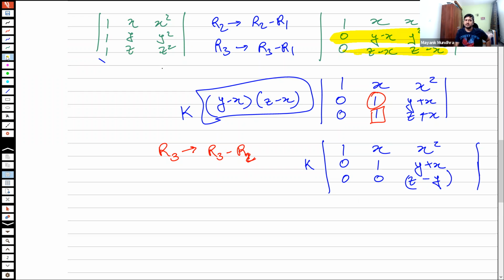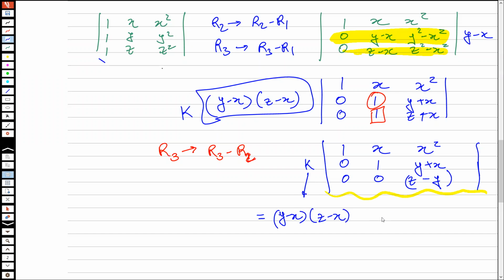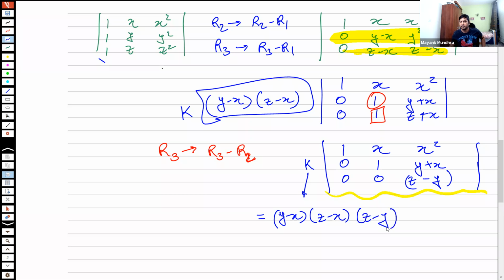And now, since this is a triangular matrix, what would be this determinant value? Determinant of a triangular matrix. What is the determinant of a triangular matrix? The multiplication of the diagonal. Yeah, so what will be this Z matrix? z minus x, z minus y. Okay, so y minus x, z minus x, z minus y, end of proof.